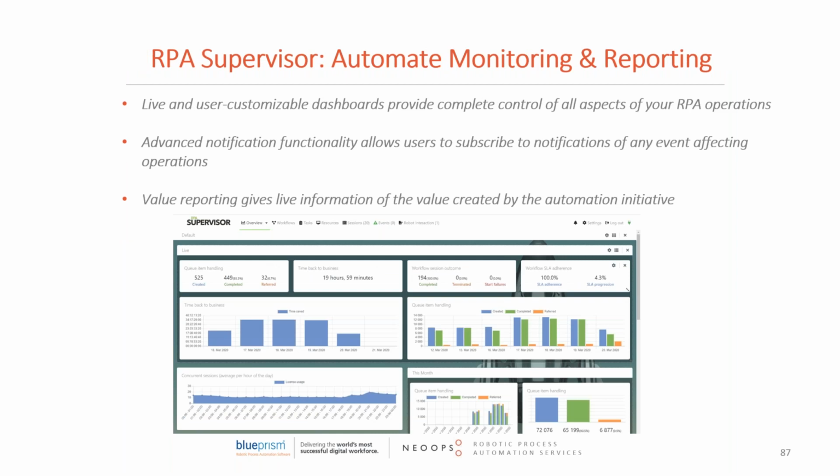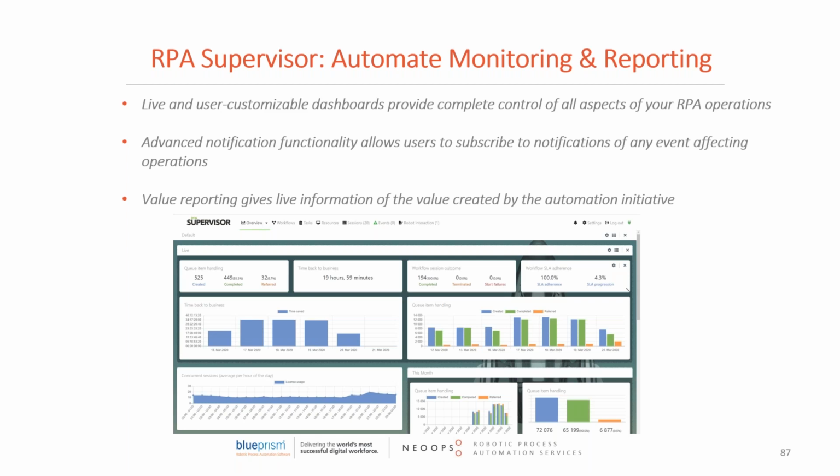And the reporting. I know that everybody is preparing their own Excel reports for the business to show how much time robots delivered to the business. With RPA Supervisor, you can actually see live reports being updated in real time, or monthly, quarterly reports showing the time delivered to the business, how many queue items were handled, and much more information.